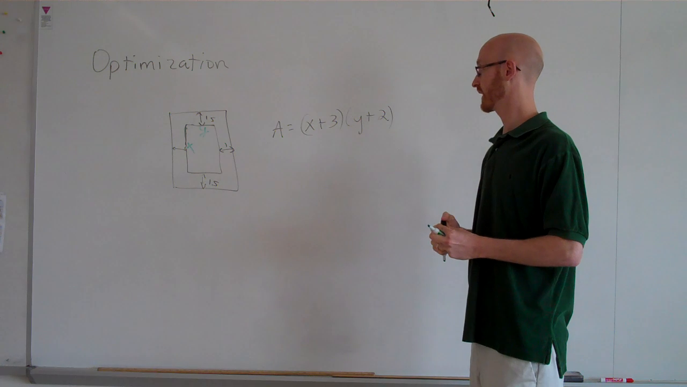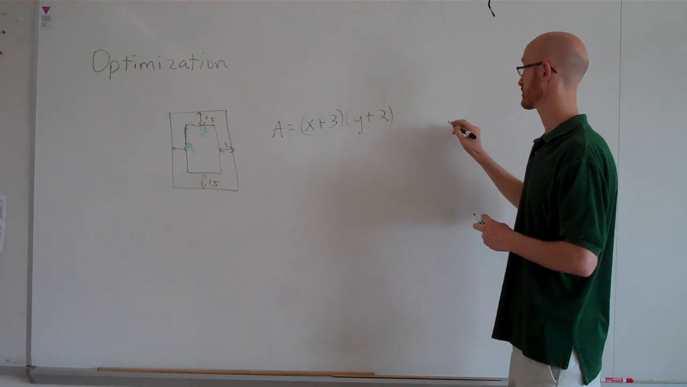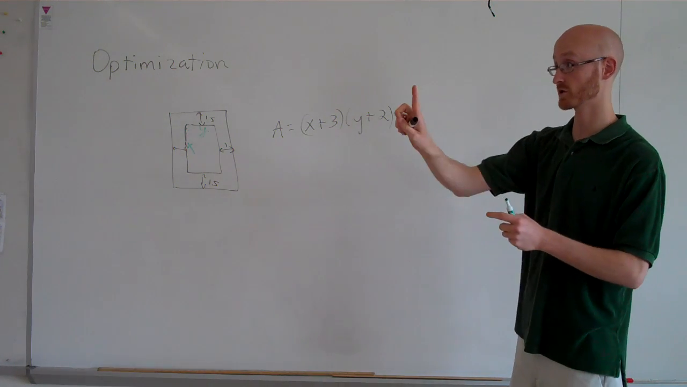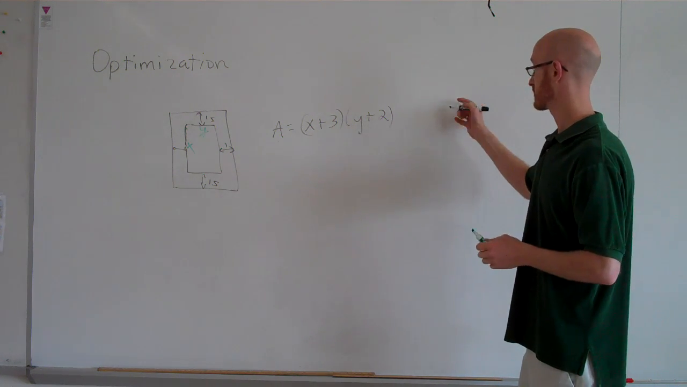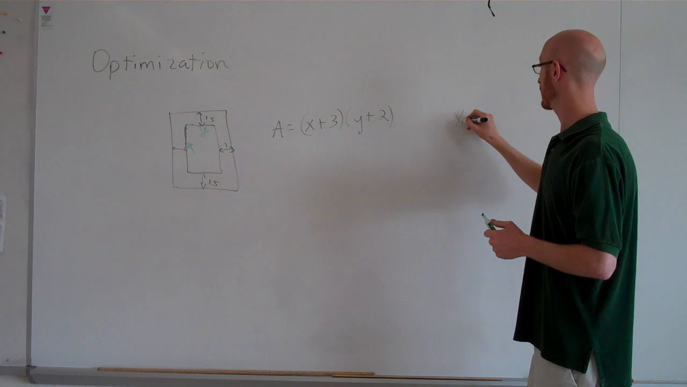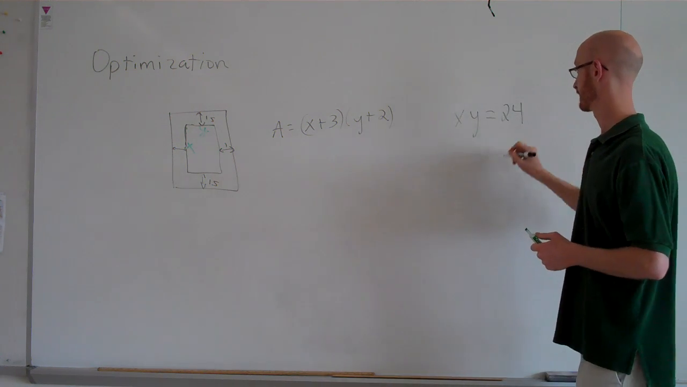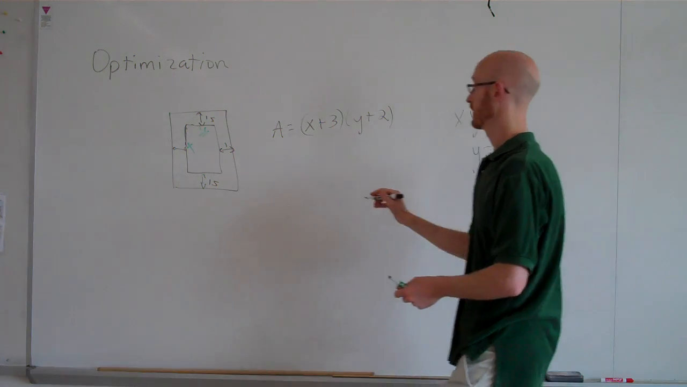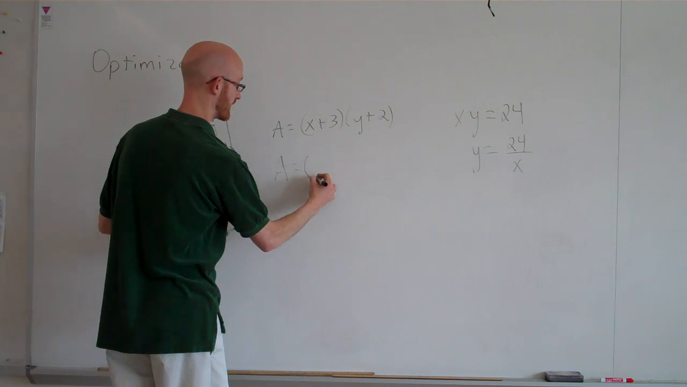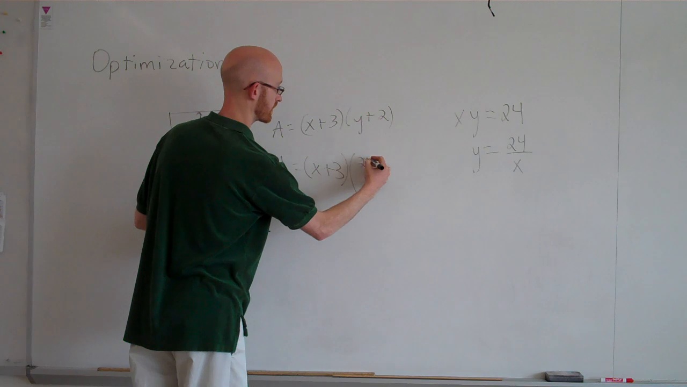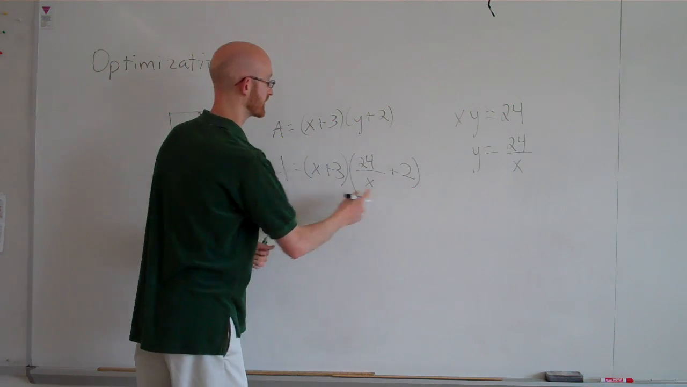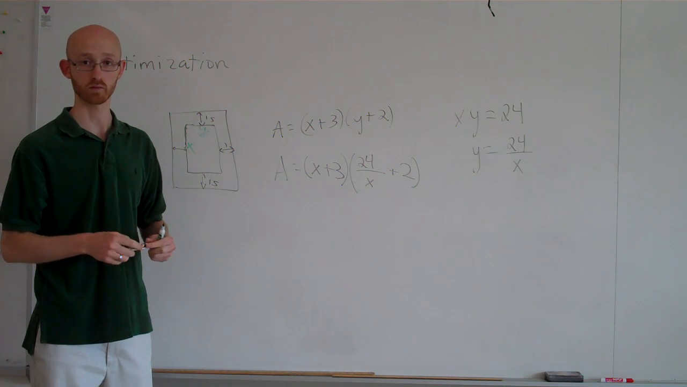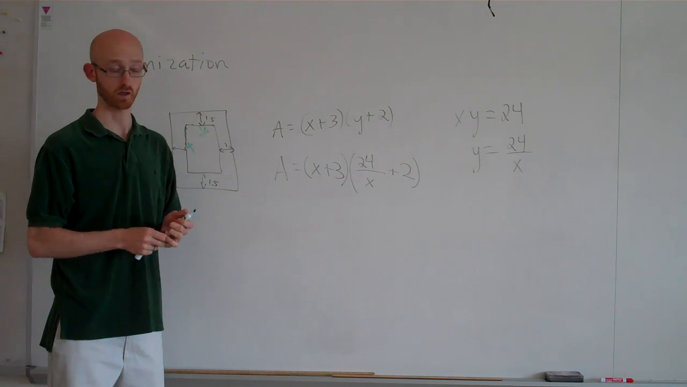At this point you think, uh-oh, I have two variables, I can't take the derivative. That's where a constraint equation comes in. The constraint is that the area of the type has to be 24 square inches of print, so xy must equal 24. Therefore y is equal to 24 divided by x. Now we can rewrite our area as x plus 3 times 24 over x plus 2. You can distribute that out, take the derivative, and find minimum values so that you can minimize the amount of area of the page used.